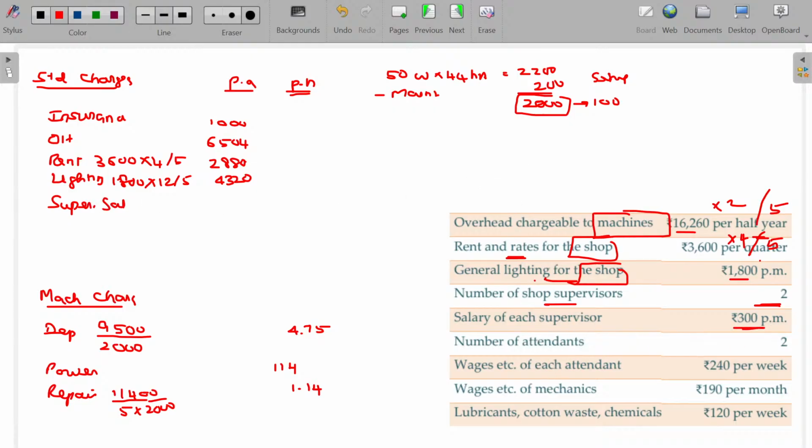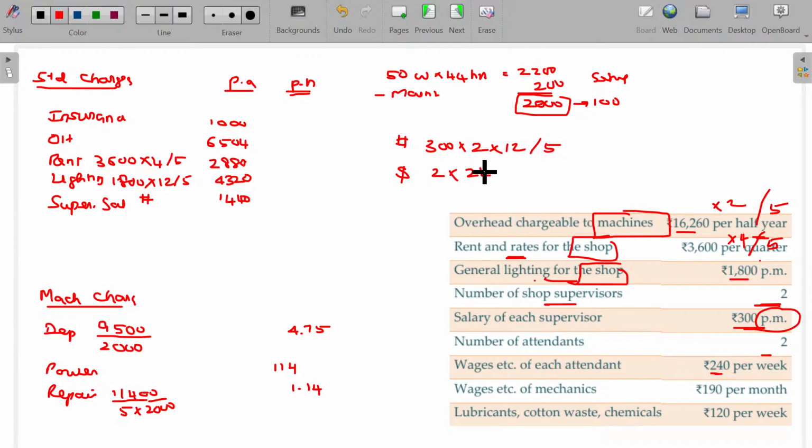And salary of the supervisor being 300, so I'll put that value here. 300 into 2 supervisors. Monthly payment, so into 12 divided by 5. What's the value? 1,440. Number of attendants: 2 attendants.